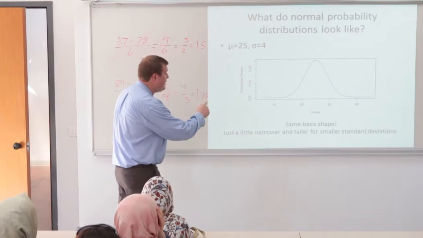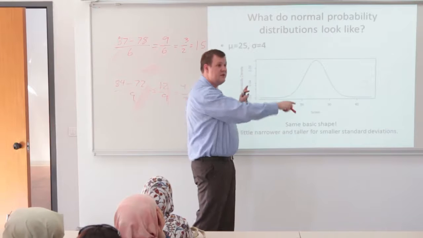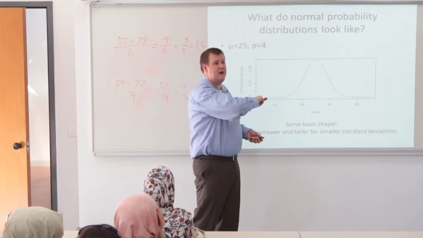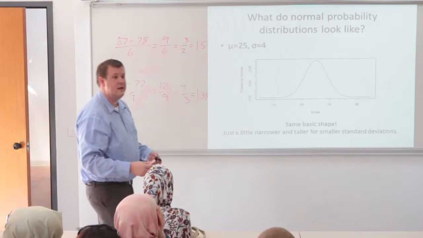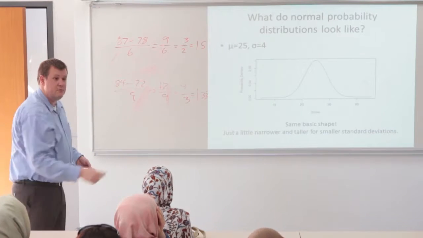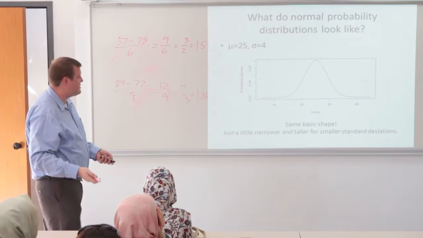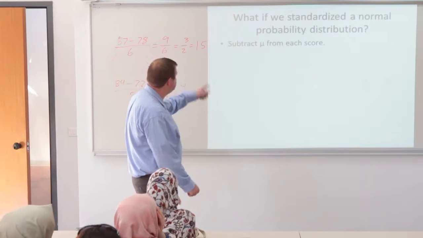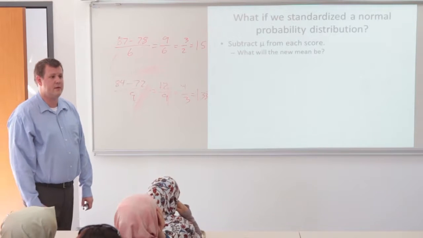Okay, so if we subtract the mean from all of the scores, and divide all those deviations by the standard deviation, we'll get a different distribution. It'll have the same shape, but it will be standardized. It will be a z distribution. So we subtract mu from each score. What will the new mean be?